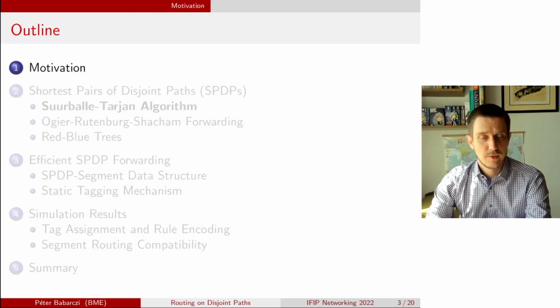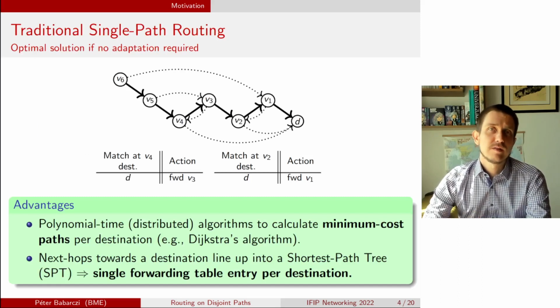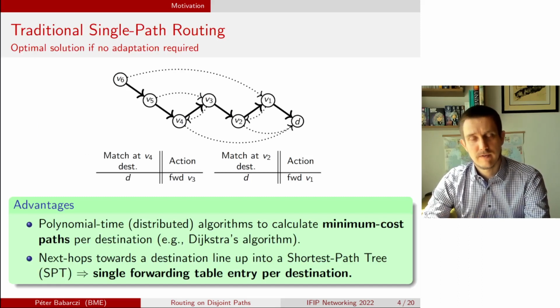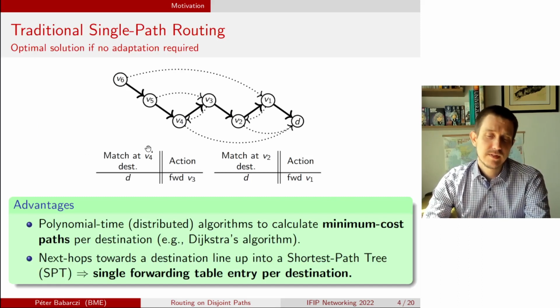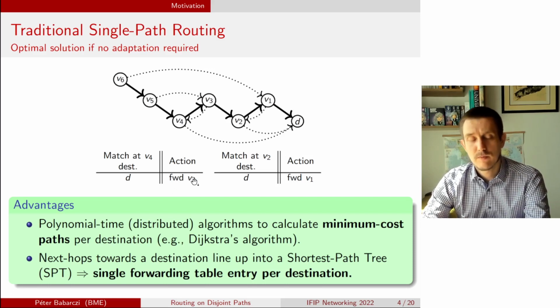So first, let's start with the motivation. In traditional single path routing, we have hop-by-hop destination-based routing, and the routing table looks like shown in this figure. We have a match action for the destination address, and we have an action to forward it to a given next hop. This next hop is calculated by minimum cost path algorithms, for example the Dijkstra algorithm, and luckily the next hops assigned by these algorithms line up into a shortest path tree, so it has a simple implementation.